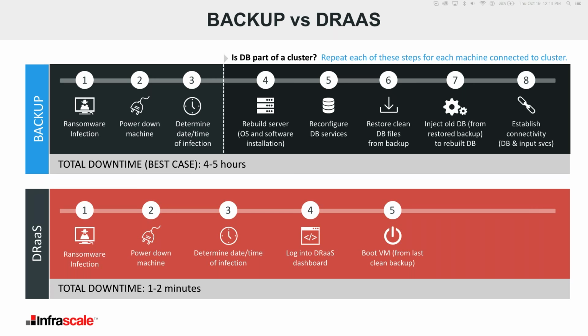So if you have a DRaaS solution in place, taking a look at the bottom half of the screen, then you can simultaneously cloud boot multiple versions of the same machine and determine the safe version to recover. And then you simply boot either to the cloud, a virtual environment, or recover to production hardware. So the total downtime is about 1 to 2 minutes, saving a ton of time and money. You can just see how much simpler these steps are.